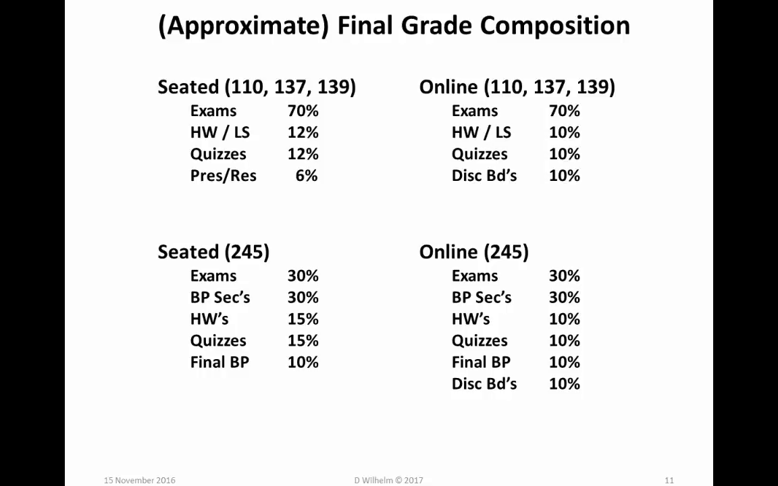Business 245 is different because development of a business plan is a key part of the course. Seated Business 245 counts exams 30%, individual business plan sections 30%, homeworks 15%, quizzes 15%, and the final complete business plan 10%. The online Business 245 counts exams 30%, individual business plan sections 30%, homework 10%, quizzes 10%, the final complete business plan 10%, and discussion board comments 10%.